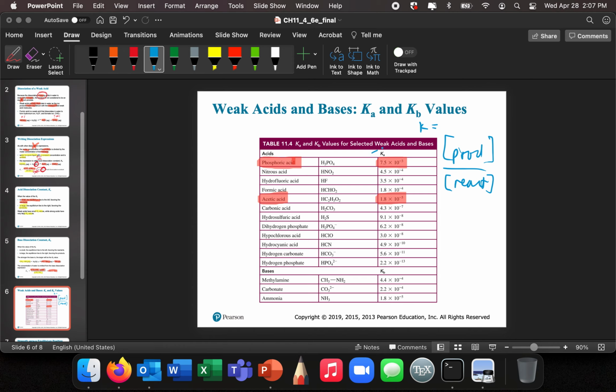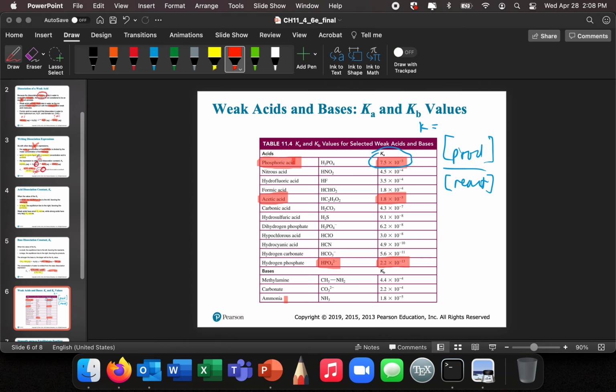And so the biggest number on this table is this number, 7.5 times 10 to the negative 3. Okay, so that's the strongest acid. And the weakest acid is, wow, very weak. Look at this. Hydrogen phosphate, which is 2.2 times 10 to the negative 13. So basically, yeah, pretty small.